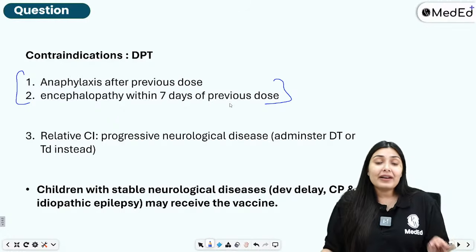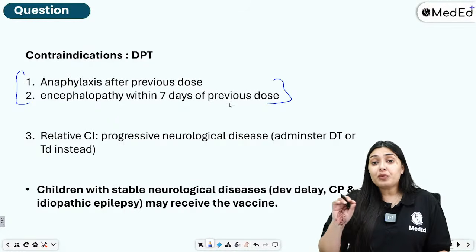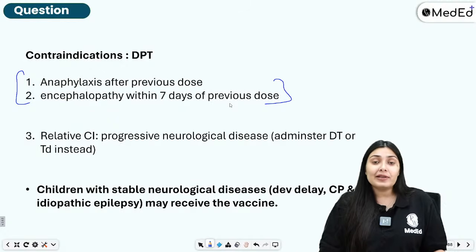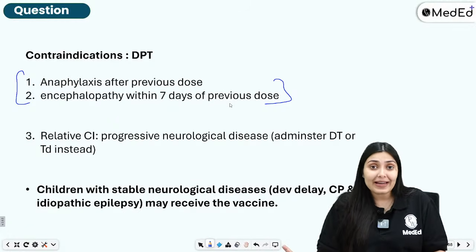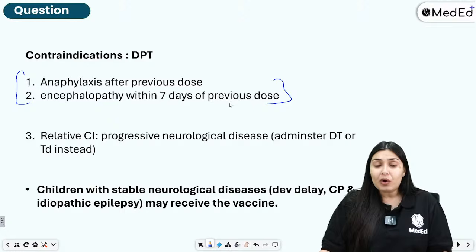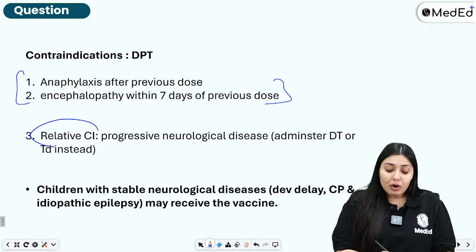And there is a relative contraindication also. If there is progressive neurological disease following this DPT vaccine, then in the next dose you are going to omit the pertussis component, because this pertussis component is responsible mostly for this neurological side effect. So either we give DT or TD, right? So these are the contraindications.